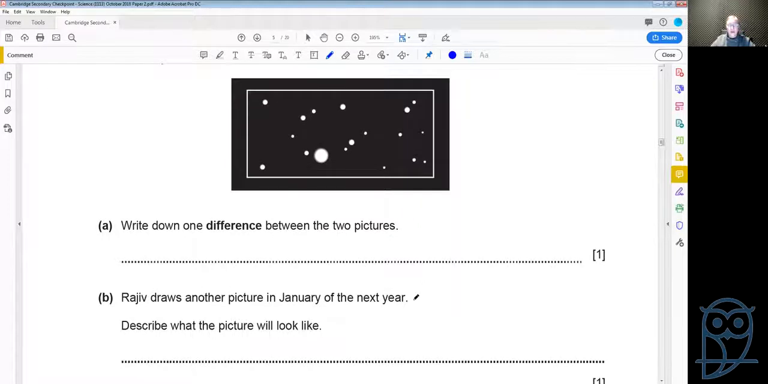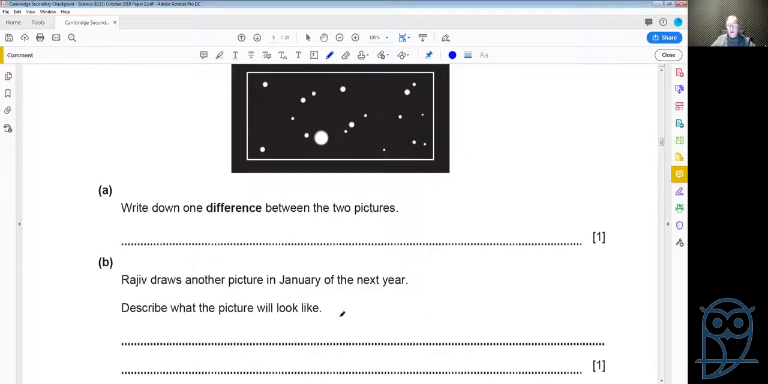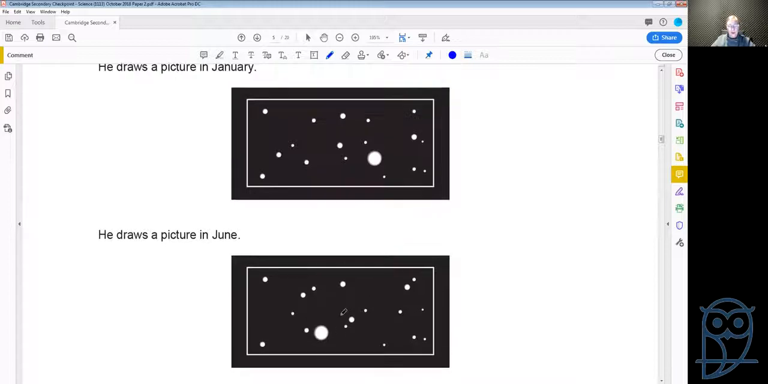And then he draws another picture in January of next year, and we need to see what the picture would look like. Okay. So this star and that star stayed the same. That one stayed the same. This one is different. Those stayed the same. That one stayed the same. Those stayed the same. Those stayed the same. So now we need to see where these other stars moved to.